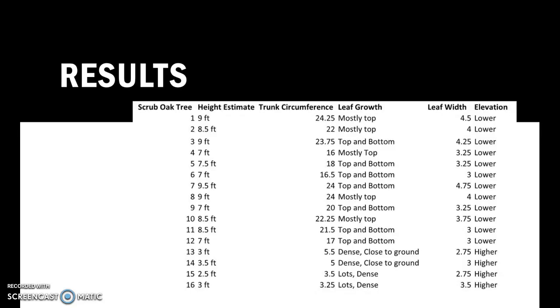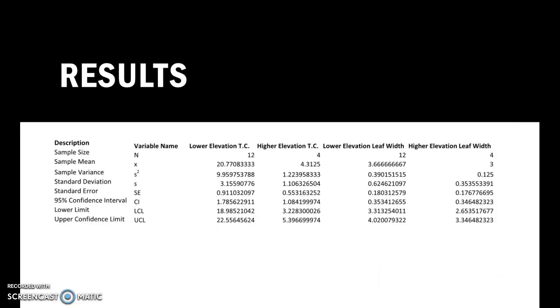As you can see, all of the trees at the lower elevation had quite a large trunk circumference compared to the trees at the higher elevation at the bottom of the chart. Here is another table with my results. It shows my sample size, my sample mean, the variance and the deviation, along with the confidence interval.